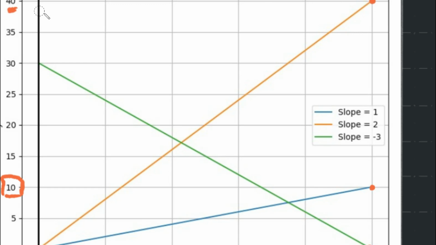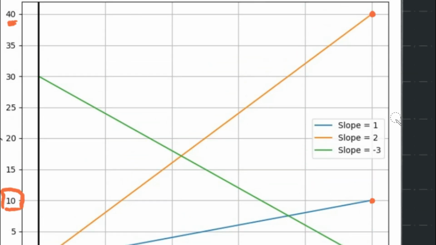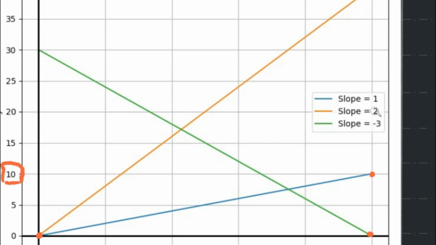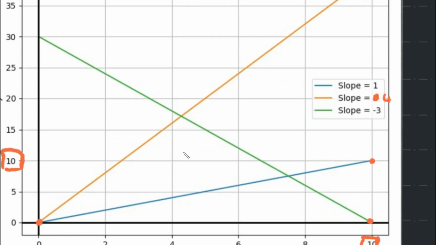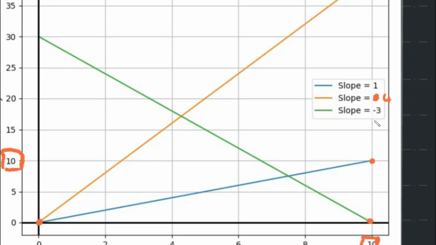So this point is 40 and this is 10. For 10 run, it is 40 rise. So slope is 4 actually. Oh, it is not 2, this is wrong though. This is 4, not 2. Good. That's supposed to be a trick, I guess. I don't know why I have given that value. The slope over here is 4, guys. And the other slope is minus 3. Let us actually check. The green line started at 30 and ended at 0, and the run is 10. So yes, slope is minus 3. So this is right.